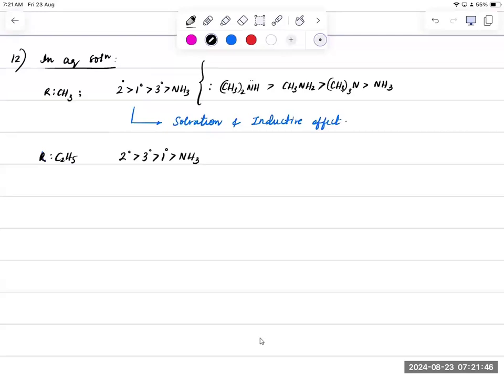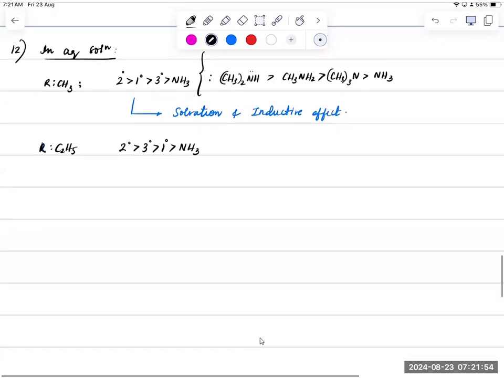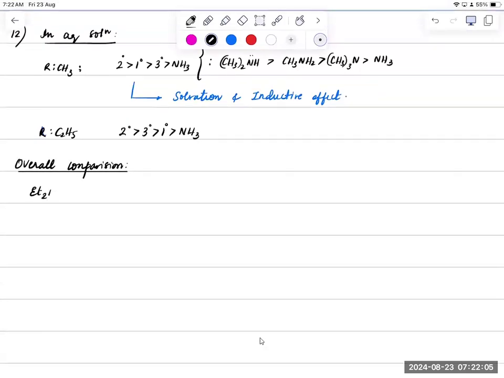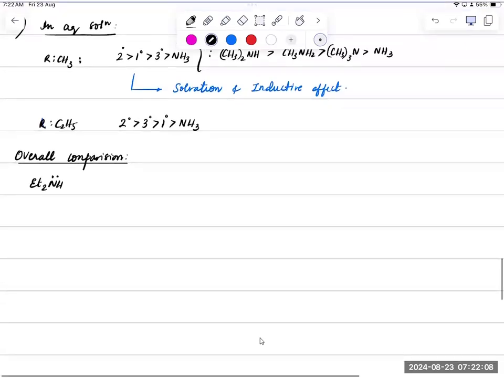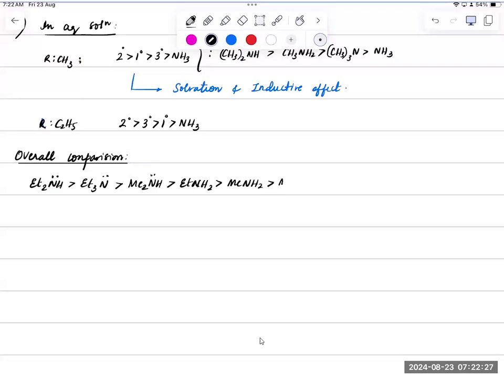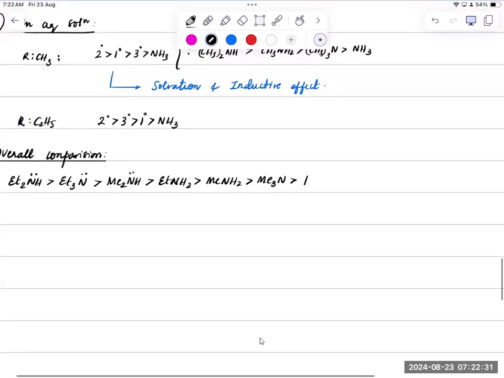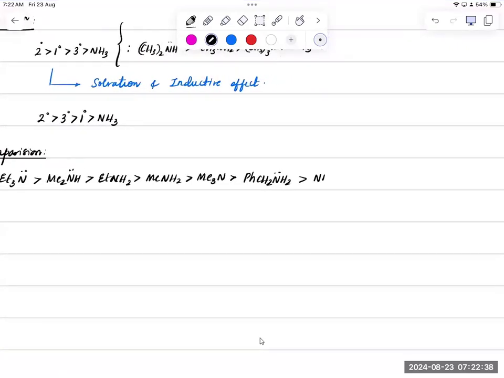Clear? Now, to put all groups together, what if you have ethyl and methyl to compare with each other? I'll write down the overall comparison. In aqueous solution, everything I'm writing is in aqueous solution: diethylamine is better than triethylamine, which is better than dimethylamine, which is better than ethylamine, which is better than methylamine, which is better than trimethylamine, which is better than PhCH2NH2, benzylamine, which is greater than NH3.